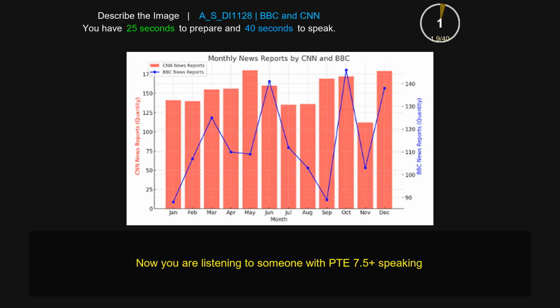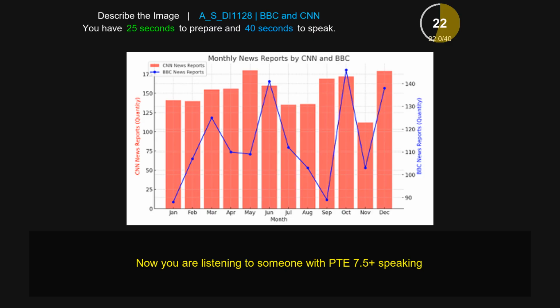This is a bar graph. The title of the image is Monthly News Reports by CNN and BBC. The x-axis is showing months from January to December. On the y-axis, CNN news reports are given ranging from 0 to 170. The highest element is in May around 170 and the lowest element is in November around 125.